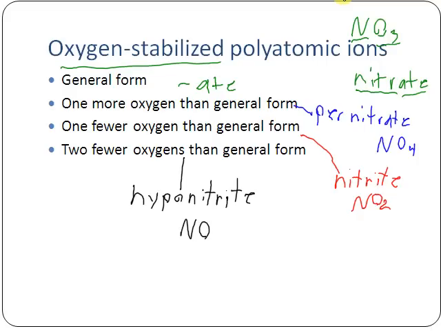Carbonate is the general form. One more oxygen in carbonate would be percarbonate. One fewer oxygen would be carbonite. 2 fewer oxygens would be hypocarbonite. And so that's how that would work.